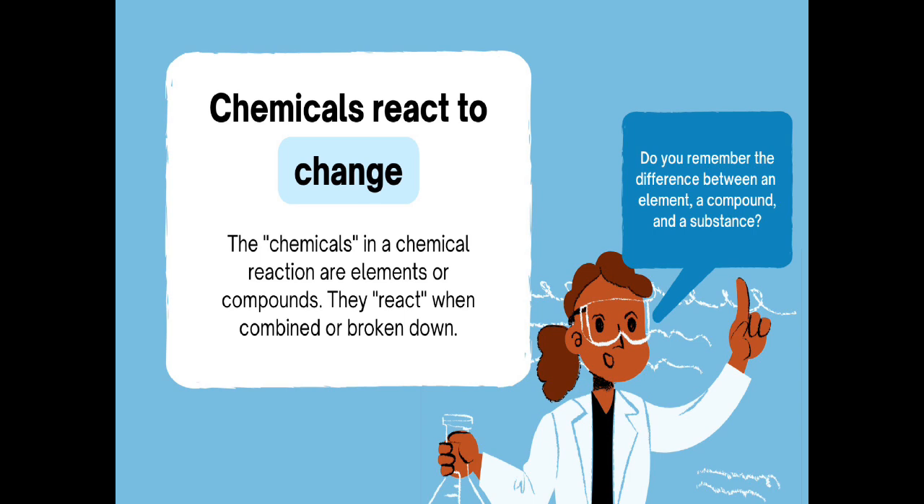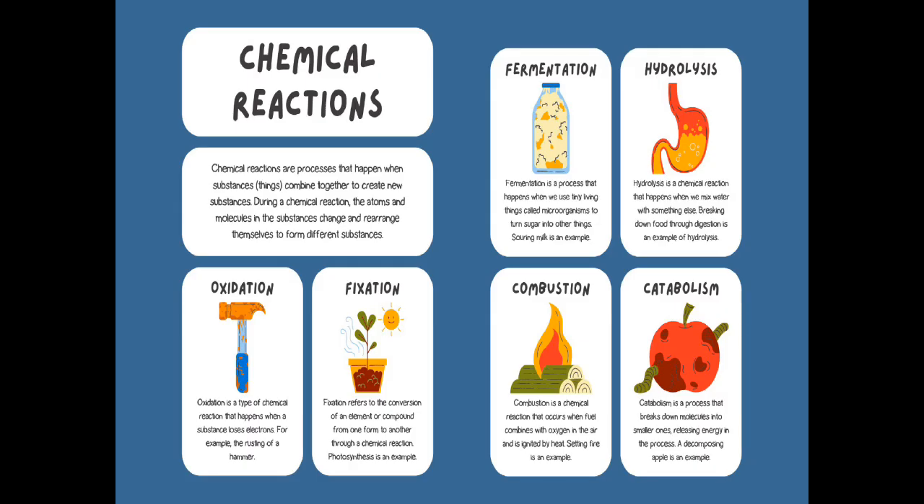Chemicals react to change. The chemicals in a chemical reaction are elements or compounds. They react when combined or broken down. Do you remember the difference between an element, a compound, and a substance? Chemical reactions are processes that happen when substances combine together to create new substances. During a chemical reaction, atoms and molecules in the substances change and rearrange themselves to form different substances.